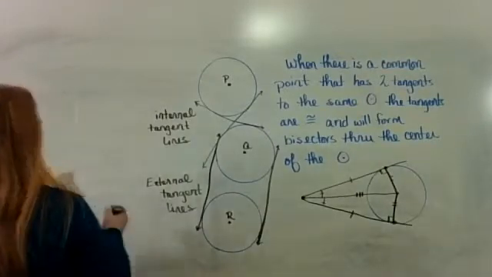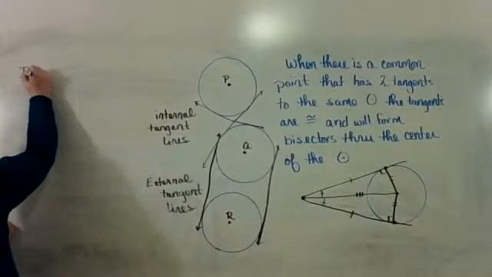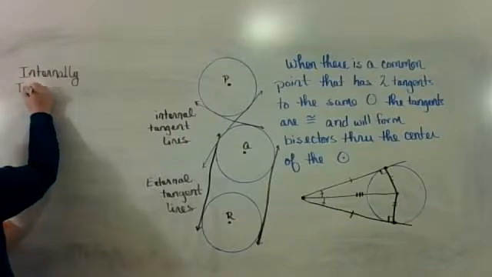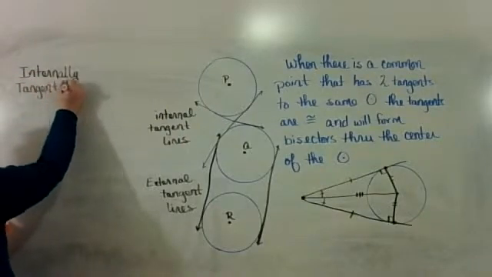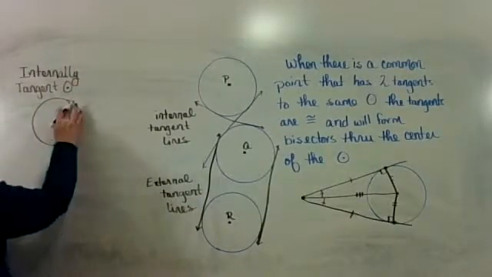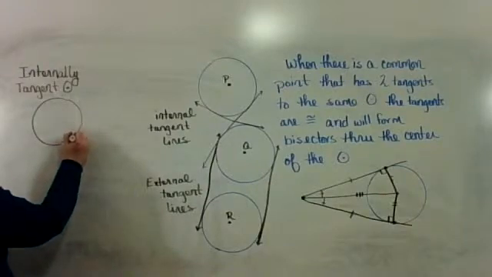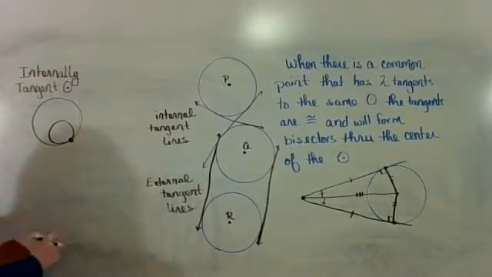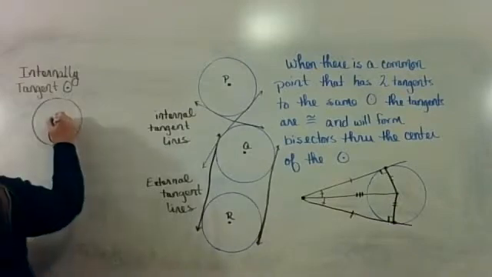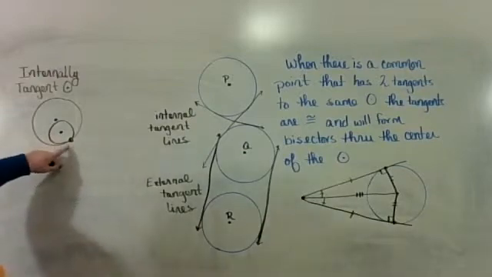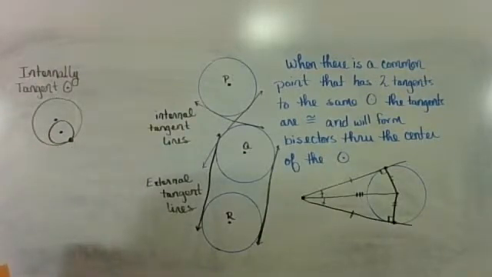Then we have internally tangent circles. We'll call that my outer circle. And then my inner circle would be like this, where they're only tangent at that one point. My outer circle can have a center here, my inner circle can have a center there, but they only touch at that one point. Those are internally tangent circles because one's inside of the other.